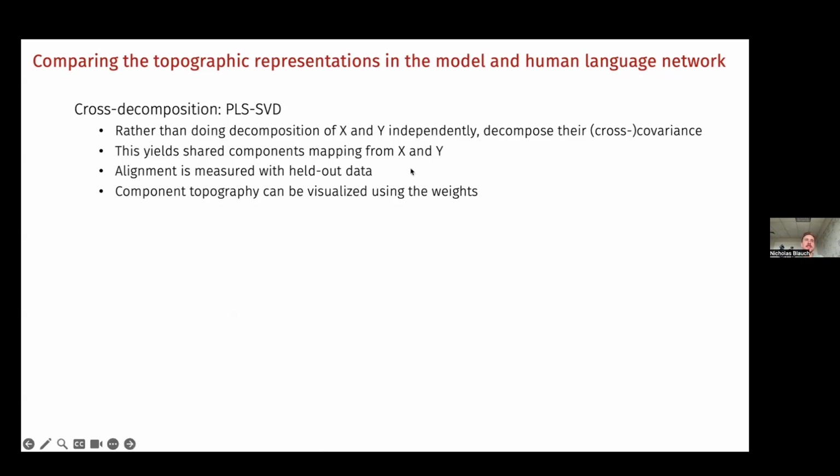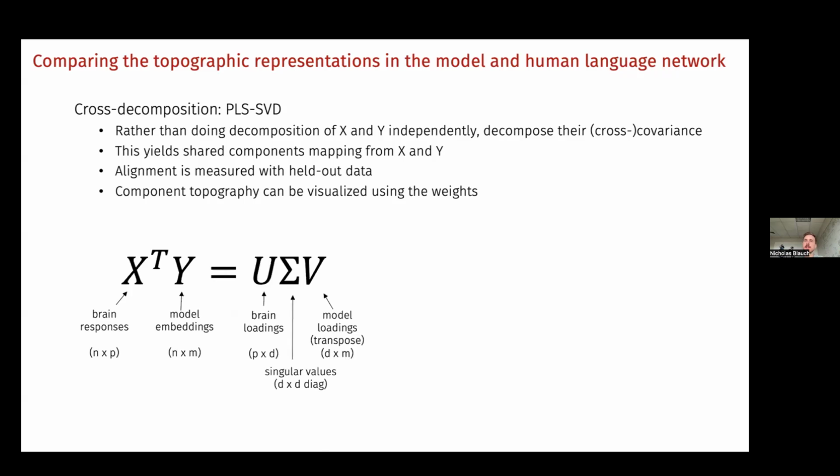What this does is, instead of decomposing the X and Y matrices independently, we decompose their cross covariance. This gives us shared components that align between the X matrix, which is our brain data, and the Y matrix, which is our model data. Then we can measure the alignment with held out data and visualize, again, the component topography with the weights.